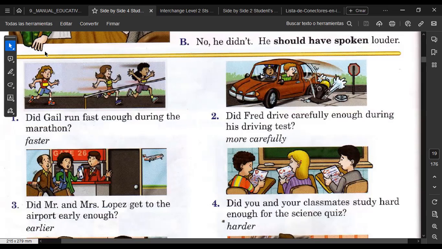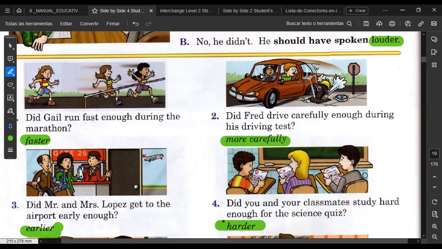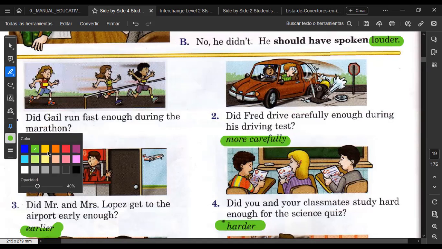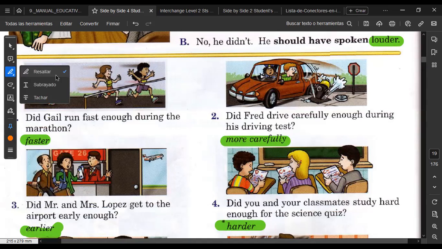Entonces, tenemos que los adjetivos estos, permítanme, quiero ver cómo parto esto. Okay, so we have these ones, faster, more carefully, earlier, harder, van al final, at the end of the sentences. So this one, the second word, you are going to put them at the end of the sentences. ¿De dónde sacamos el verbo? El verbo fácilmente lo vamos a sacar de la misma pregunta. Yes, exactly.